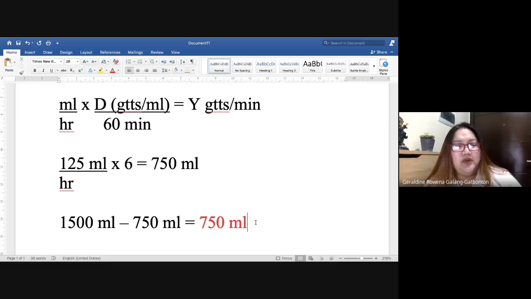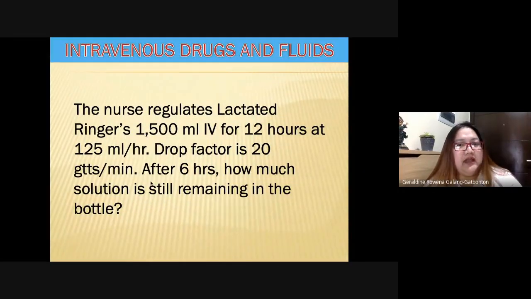Okay? So, again, ml per hour lang kailangan mo, which is very easy kasi given na siya. Sa loob ng 6 na oras daw, gaano pa karami yung natitira? Gaano ba karami yung naubos in 6 hours? So, 125 simply multiply by 6. 750 ml yung naubos in 6 hours. Gaano ba yung kapuno? 1.5. So, 1.5 minus 750, ang natitira pa dapat dyan after 6 hours is another 750 ml.